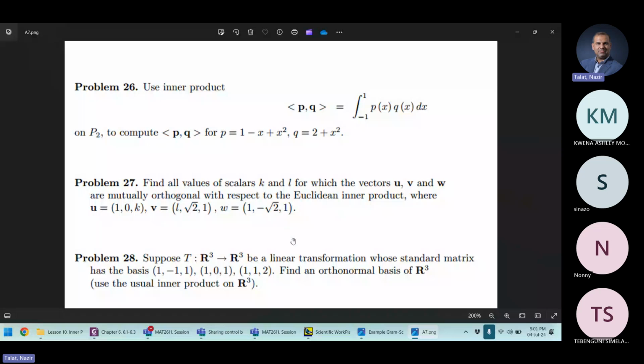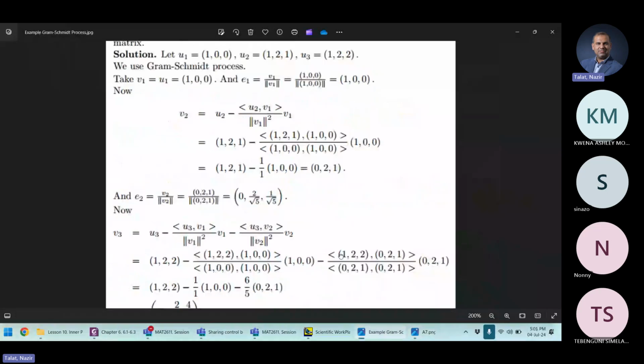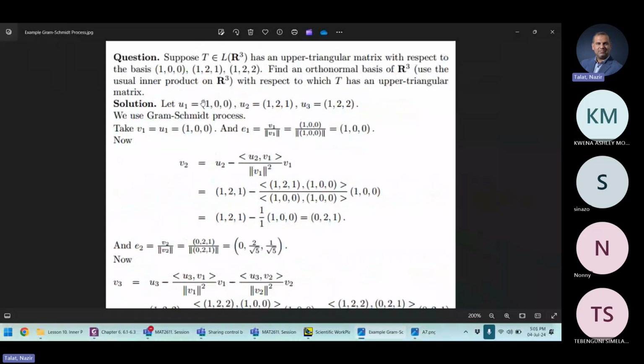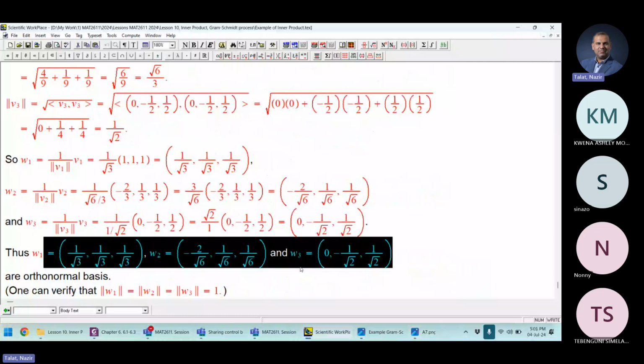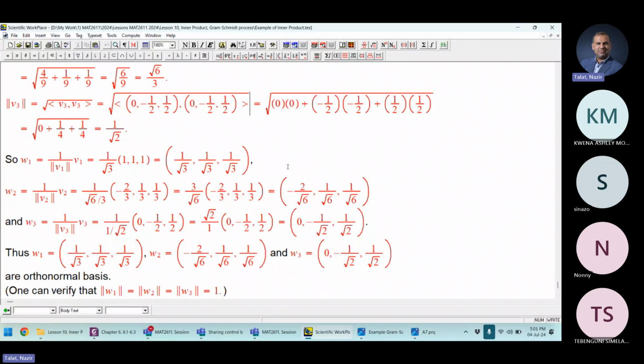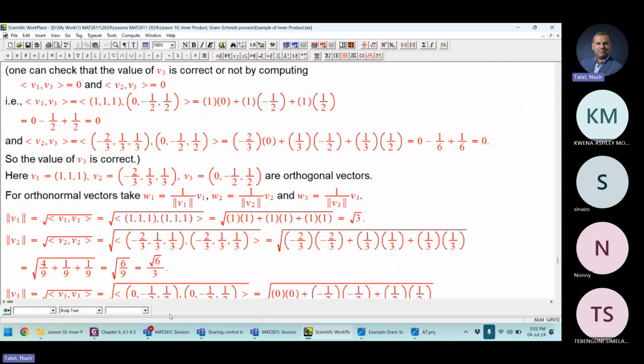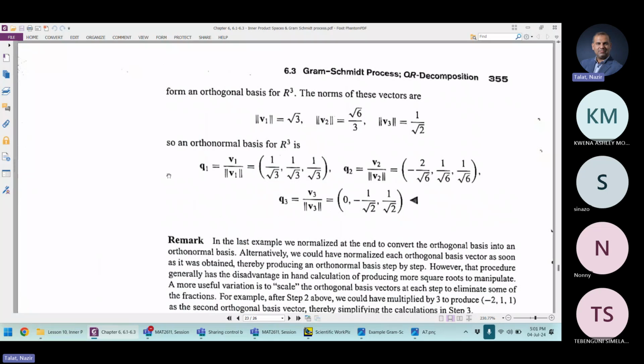And in problem number 28, T is a linear transformation with the standard matrix, and it has a basis. So these are the bases of R3. Find the orthogonal basis of R3 by using the usual inner product. Here the method is the same. You need to apply the Gram-Schmidt process as we saw in these practice examples, also some examples over here. The topic is also available over here in the Gram-Schmidt process.